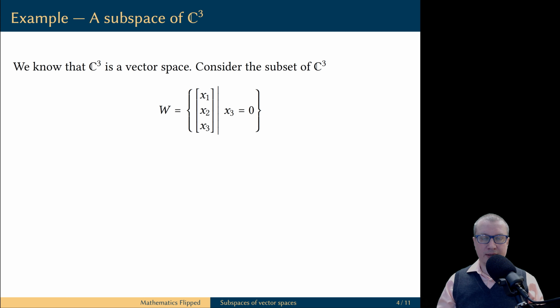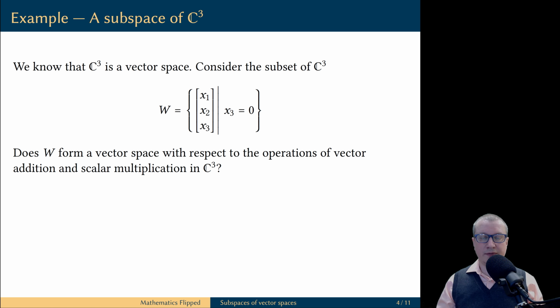Let's look at a simple example. Our ambient vector space V is C3, the vector space of column vectors of size 3. In this vector space, we are going to consider a subset W, which is defined as follows. The third component of the vector must be equal to 0. We have explicit operations of vector addition and scalar multiplication in the vector space C3, and elements of the set W are also elements of the ambient vector space C3. Therefore, we can apply these given operations of vector addition and scalar multiplication to the elements of the subset W.